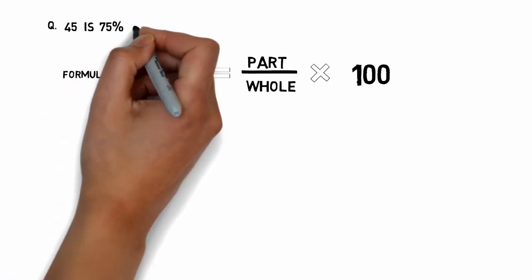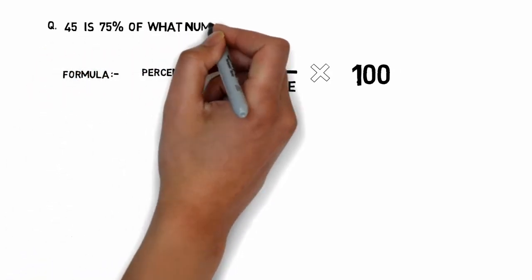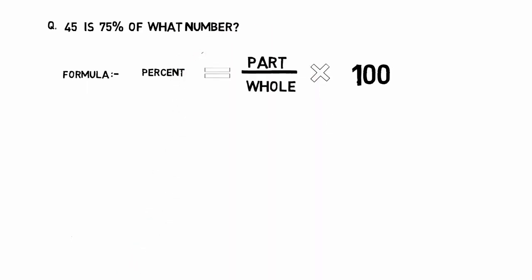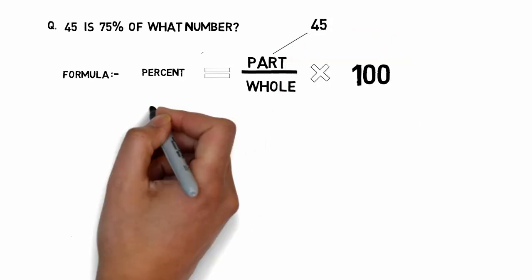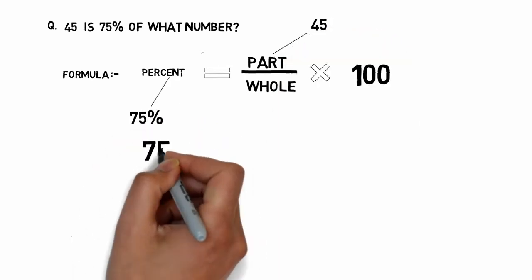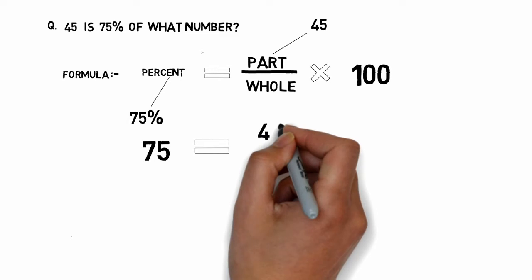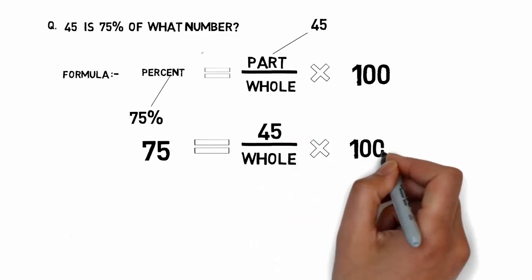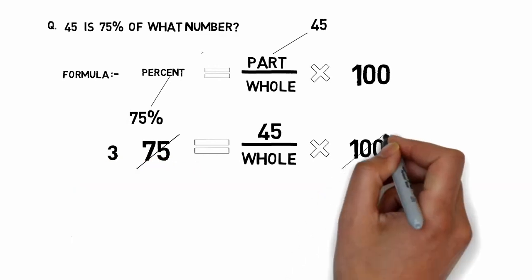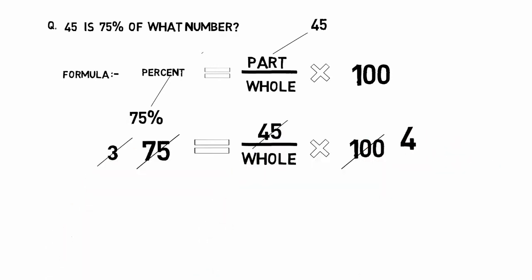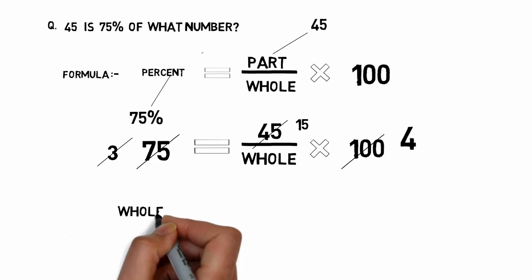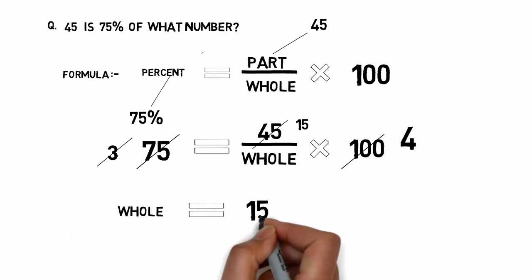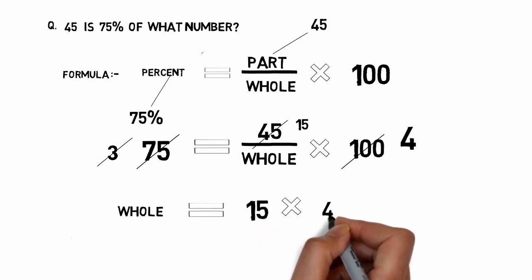Let's take the last question of this type. 45 is 75% of what number? As you know, we have 45 as the part and 75% as the percent, and we just have to put them in our formula and solve that equation. Simple. After that we get 60 as the answer.